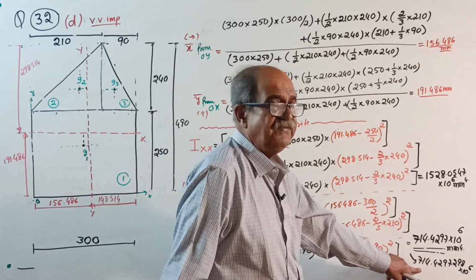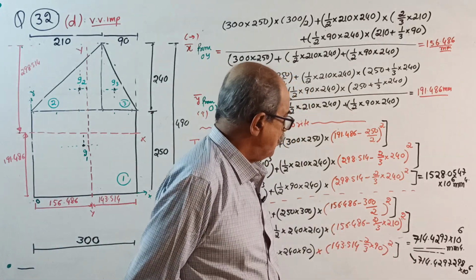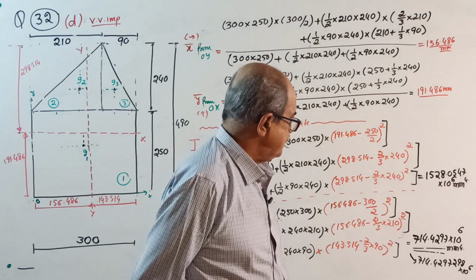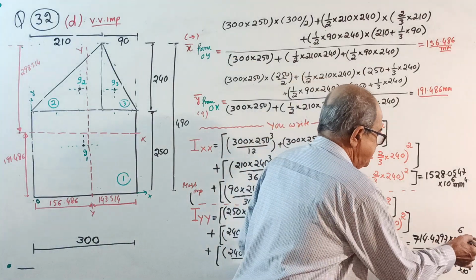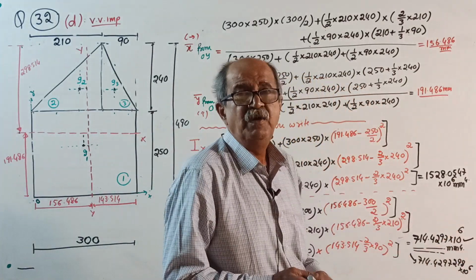Actually, the full number is 714.429797298. I will tell you why I wrote the full number. You write this much only, it is sufficient. I will tell you later why I wrote it.